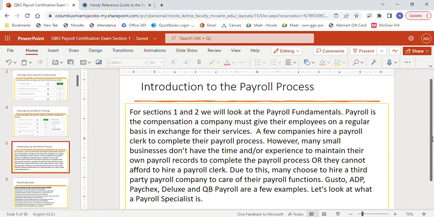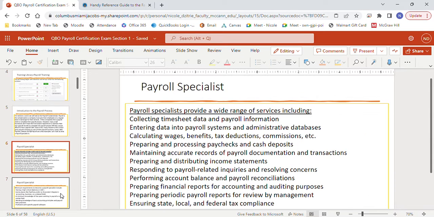Let's look at what a payroll specialist is. So payroll specialists provide a wide range of services, including collecting timesheet data and payroll information, entering data into payroll systems and administrative databases, calculating wages, benefits, tax deductions, commissions, and so on. Although for the most part, the program does it. If you have a payroll software program that you're using, it's going to do that. But you need to have the basic understanding of it to be able to catch any errors that might have possibly occurred. So you do need to have the theoretical part down so that you can catch anything that you think doesn't look right.